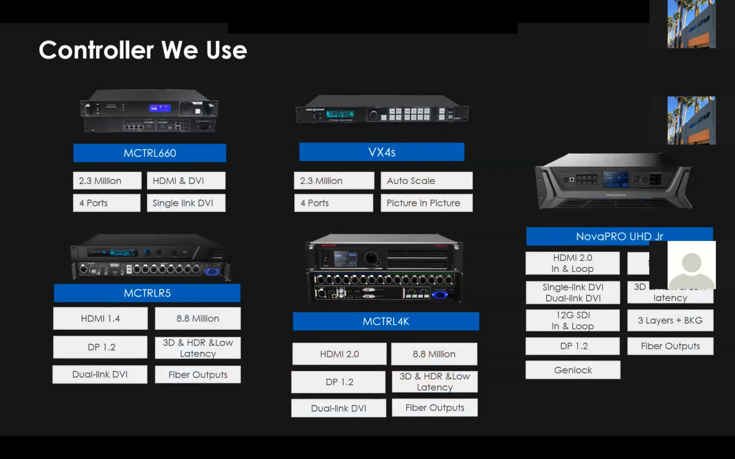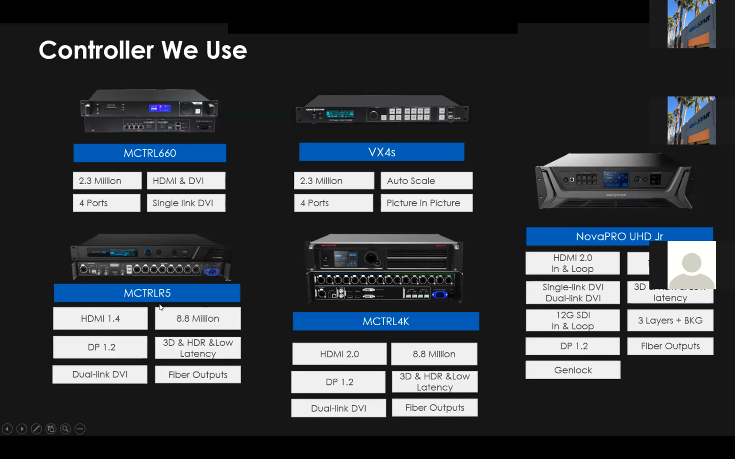All right, let's say the controller we use, M Control 660. It has 2.3 million pixels loading capacity, and it supports HDMI and DVI input. It has 4 Ethernet outputs and supports single-link DVI. For the VX4S, the same loading capacity as M Control 660, and it has auto scale because this is the all-in-one controller. The all-in-one controller means the sending card and the video processor together. And still, it has the 4 ports and picture-in-picture PIP.